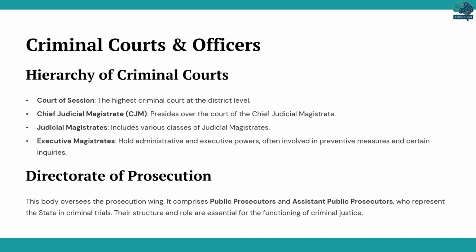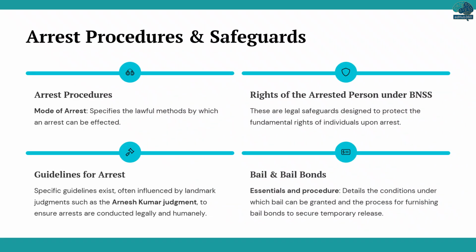An essential body for the functioning of criminal justice is the Directorate of Prosecution. This body oversees the prosecution wing and is comprised of public prosecutors and assistant public prosecutors, who represent the state in criminal trials. Their structure and role are vital to the legal process.